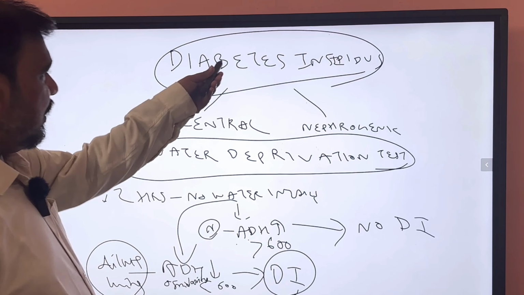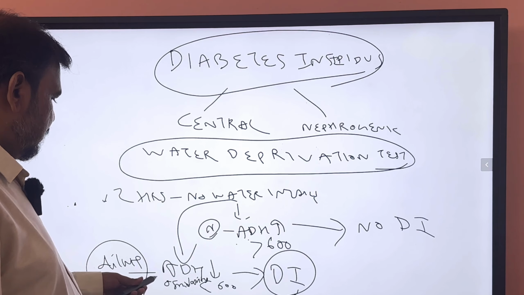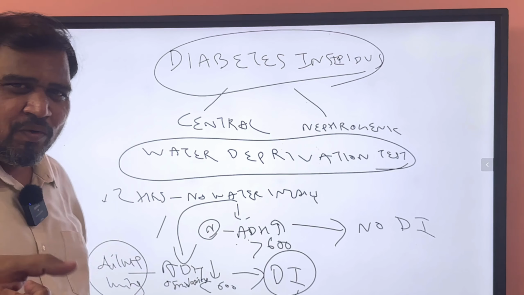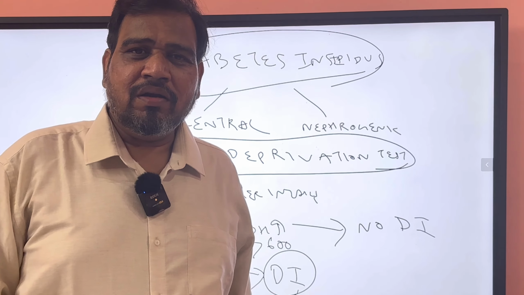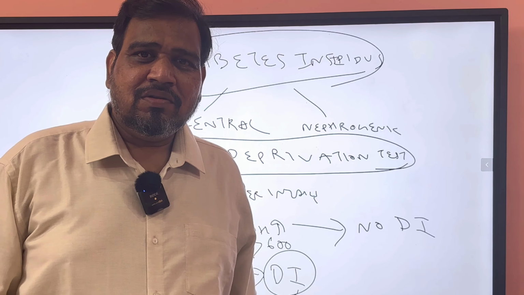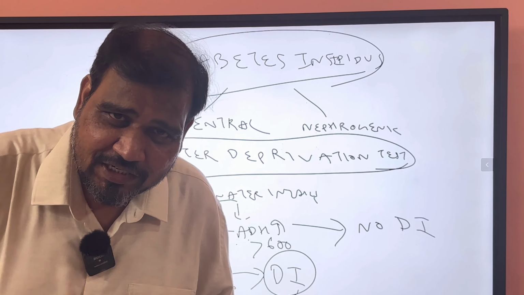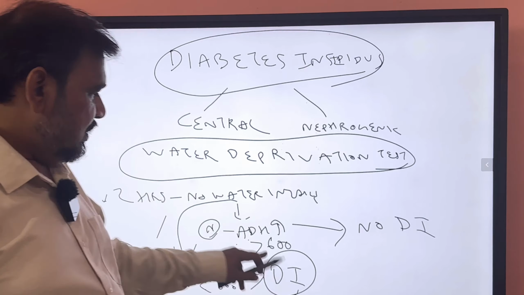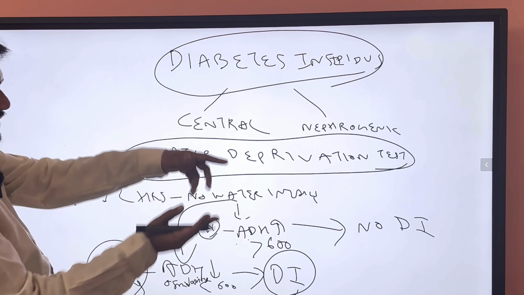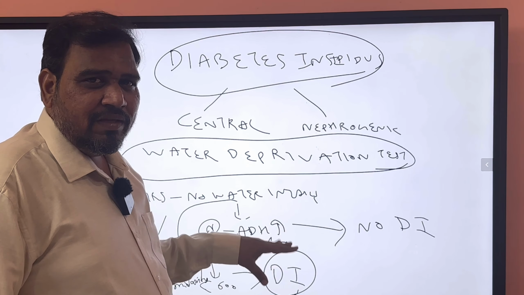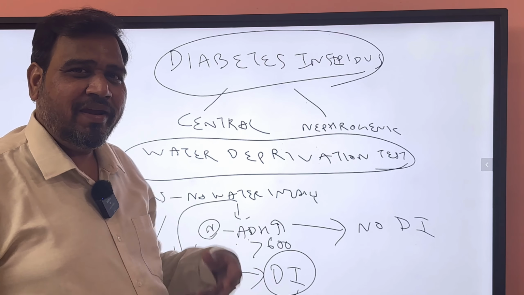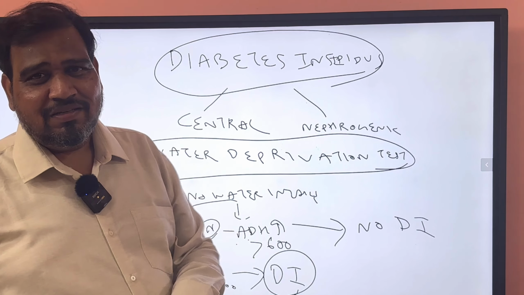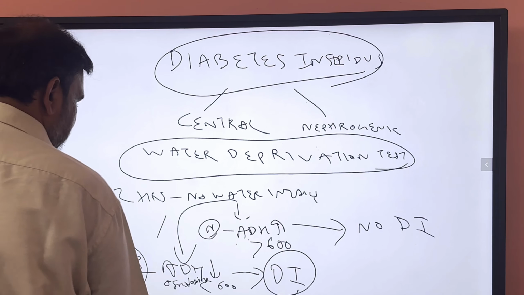But if you have diabetes insipidus, what happens? ADH is not functioning, your water is not reabsorbed. So what will happen to urine? Urine is dilute. Even though there is no water, whatever is there is being excreted in the urine because ADH is not functioning. Yes. Because of the water deprivation test, I find out he has diabetes insipidus. Again the question: whether it is central diabetes insipidus or nephrogenic diabetes insipidus.